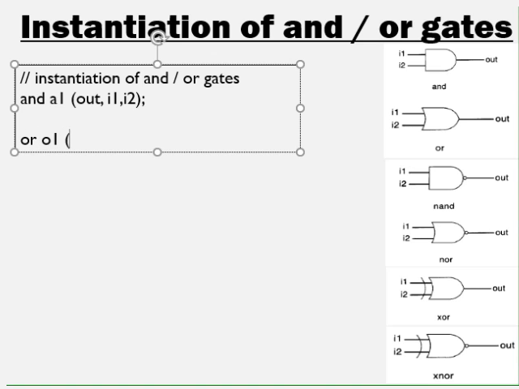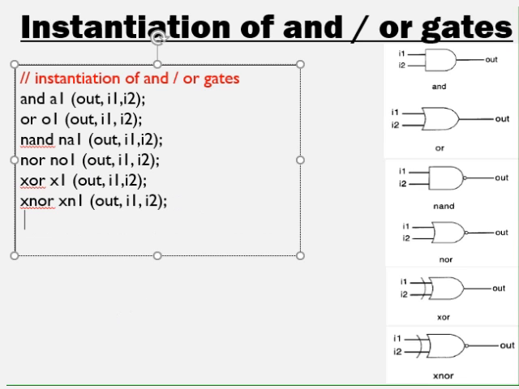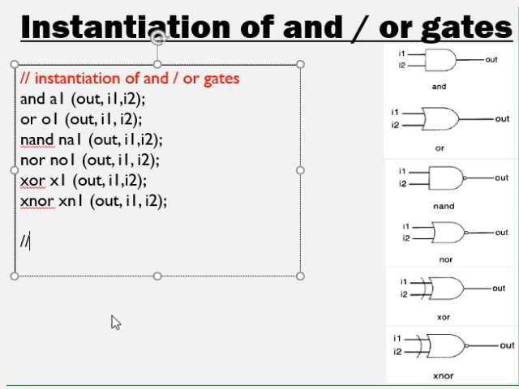O1 I have given as the instance label. Again, the first one is the output followed by the two inputs. So like this I have instantiated all the gates listed here. That is NAND, I have given the instance label as NA1, out, I1, I2. Similarly NOR, I have given the instance label as NO1, XOR and XNOR. Now if you have gates with more than two inputs, that is the instantiation of a 3 input gate.